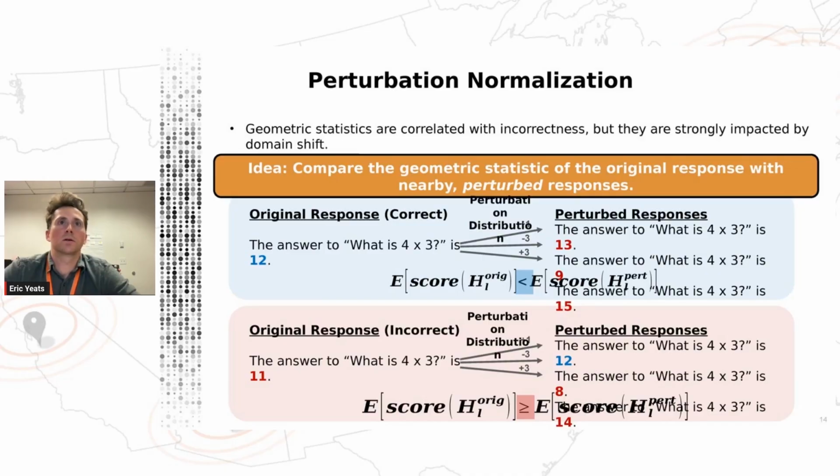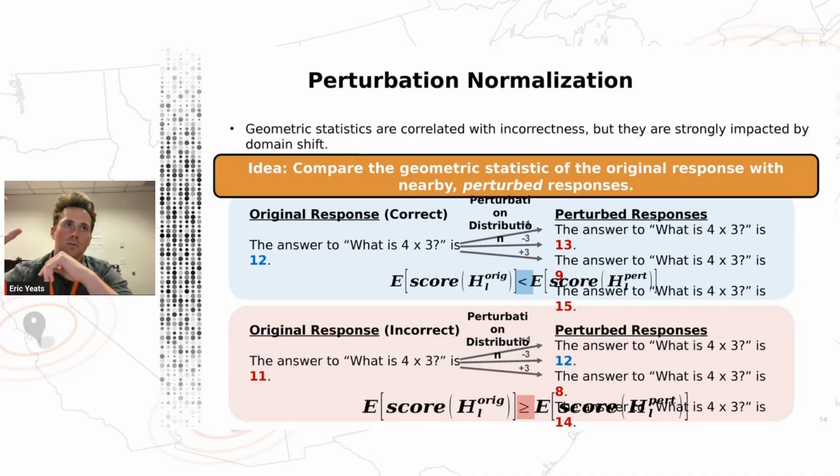Let's consider if our original response is correct. We'll look at the example. The answer to what is 4 times 3 is 12, right? We apply a perturbation distribution to the responded answer in this case, and then we get perturbed responses. The answer to what is 4 times 3 is 13, 9, 15, things like that. And in this case, we expect the geometric statistic of the original response to be lower on average than the geometric statistic on perturbed responses.